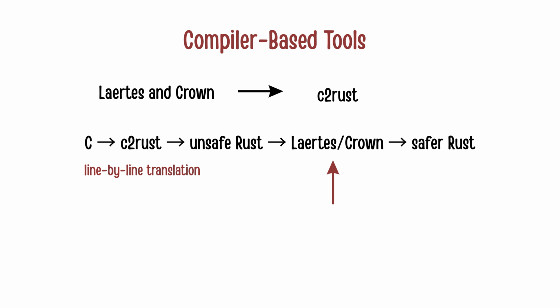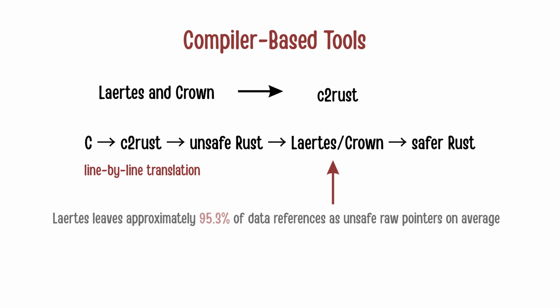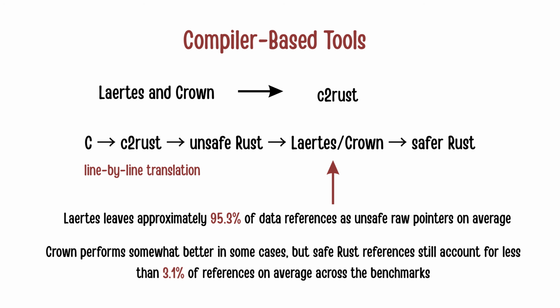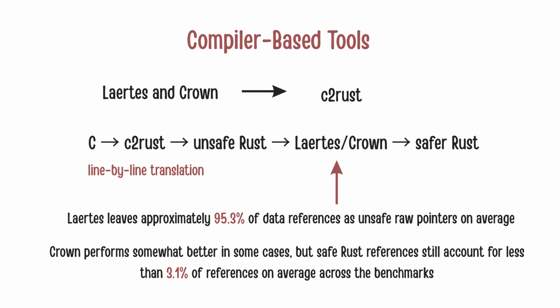The problem is that the final step remains extremely challenging. The authors found that Layerts leaves approximately 95.3% of data references as unsafe raw pointers on average. Crown performs somewhat better in some cases, but safe Rust references still account for less than 3.1% of references on average across the benchmarks. And there's another important limitation.